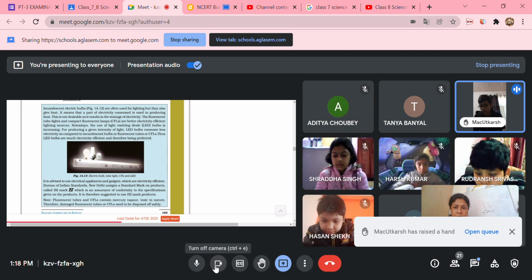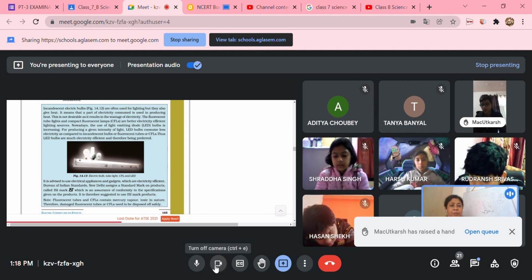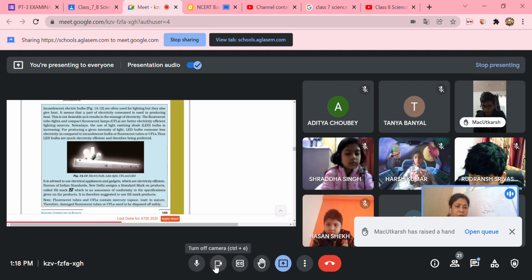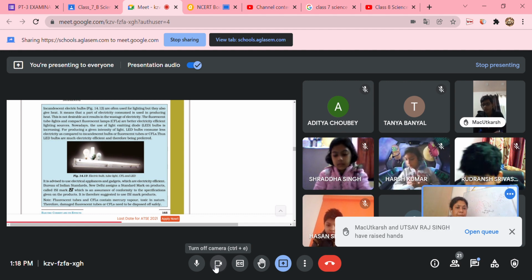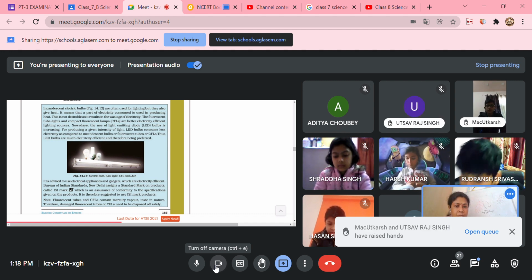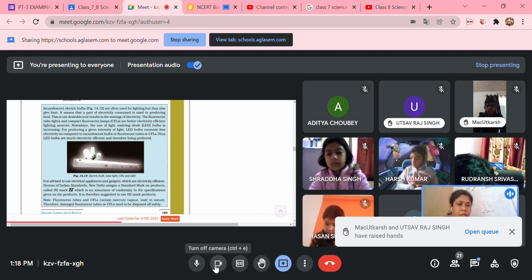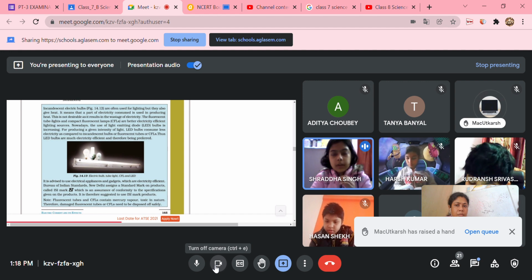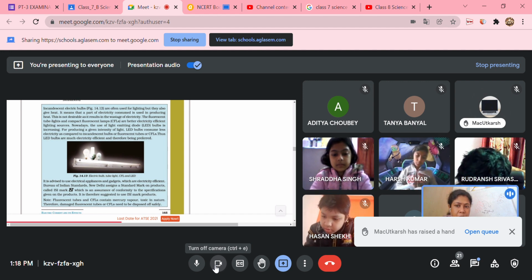Bulbs or fluorescent tubes, or CFLs. Please underline the full form of CFL, it is very important for your term 2 also. CFL and LEDs. What is the full form of CFL? Compact fluorescent lamp. Please underline it, children, everyone, in the box it's given.